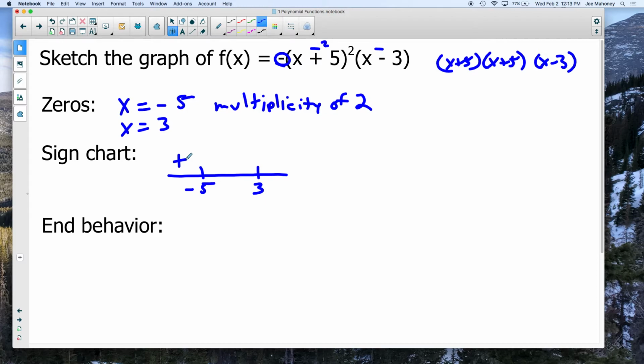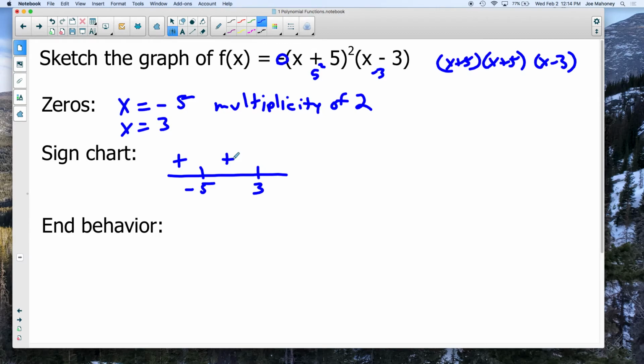All right, let's keep on rocking. Let's check out some other things. Let's plug in a number between negative 5 and 3, like 0. That's going to give me 5, and I got to square it. If I plug in 0, I get negative 3. So I get a positive times a negative, which is a negative. But then another negative makes it positive. That negative changes to positive. Whoa! I got a zero at negative 5, but the graph didn't cross it. What the heck's going on here?